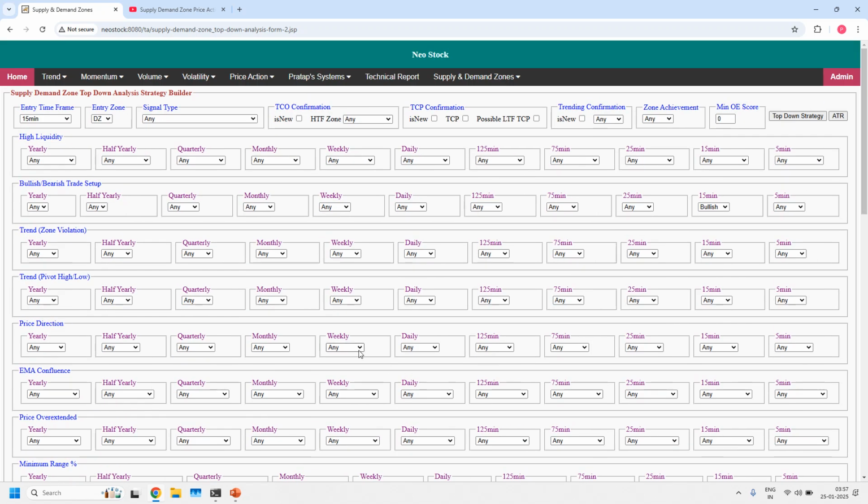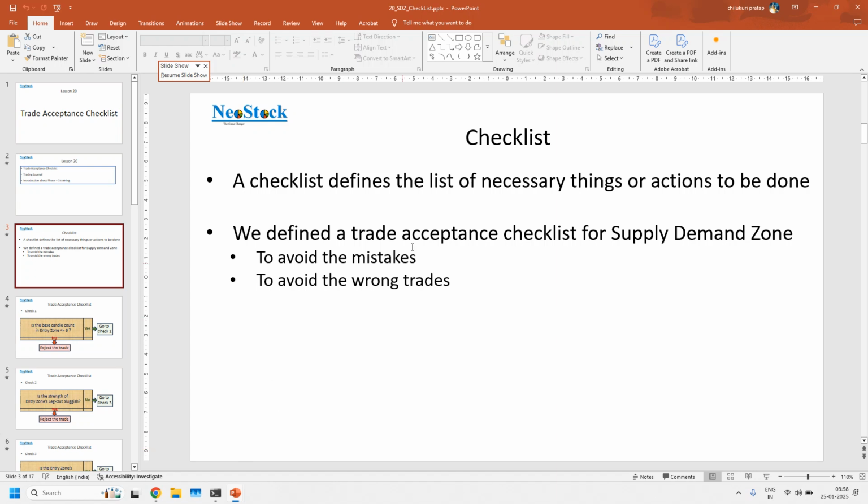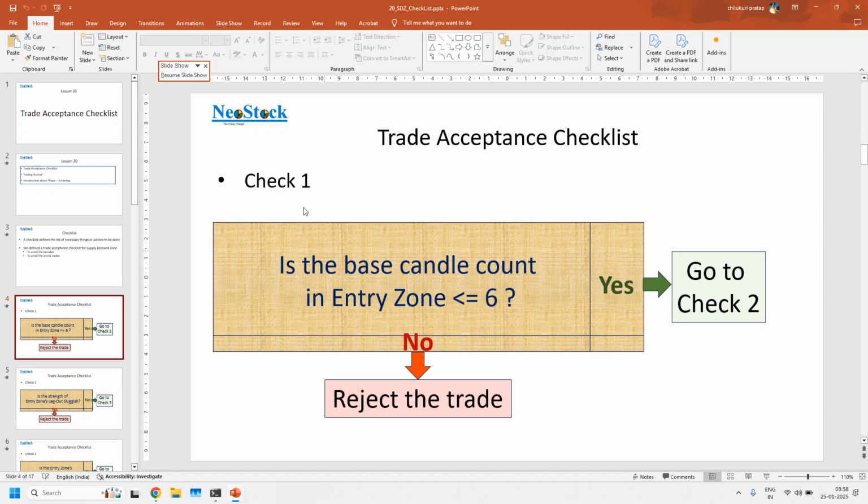And also, do you remember the checklist that I explained in lesson 20? What did you learn in the checklist? Let me quickly show you that presentation. This is lesson 20, with different checklist items. See the first checklist item: your base candle count should always be less than or equal to 6. Our software by default will take care of this. It will not display any zones having a zone count greater than 6. That is the beauty of our software. So no issues with this. We need not check because the software automatically filters them.